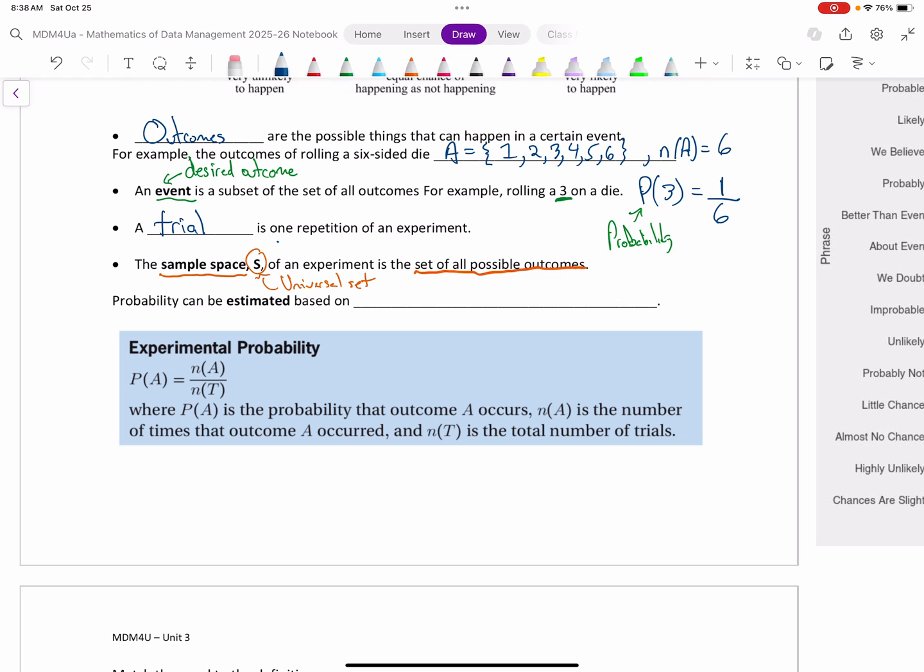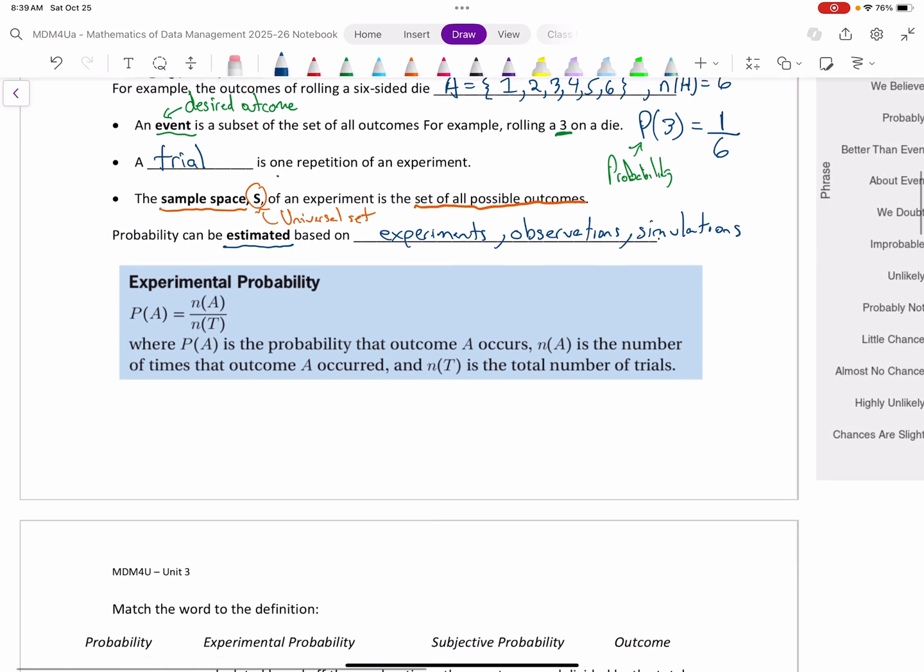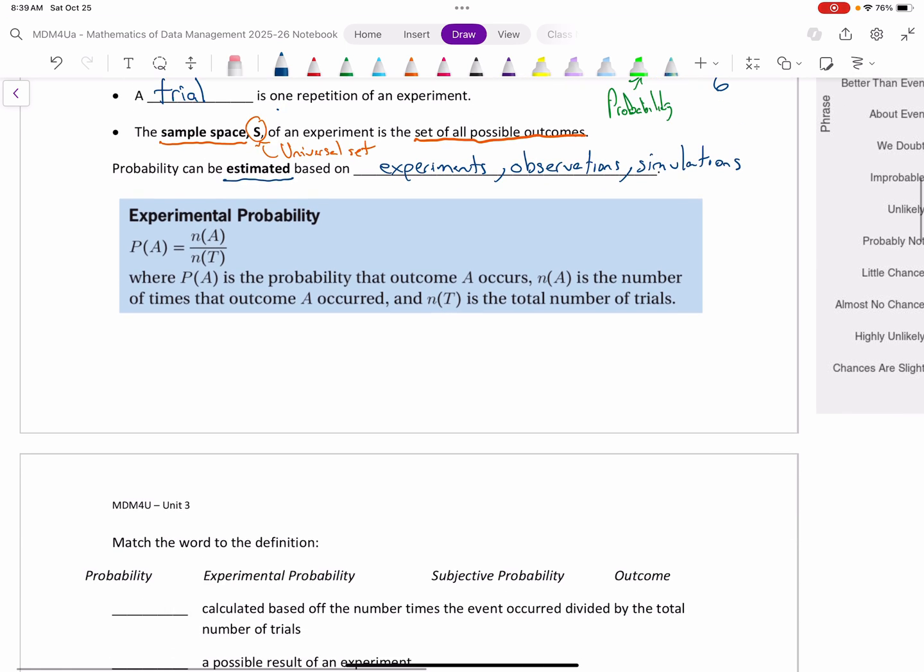So if we were to estimate probability based on experiments, so you can base it on experiments, observations even. Anytime you're collecting data, or those people in bio or ESS, you often can run simulations as well. So let's just talk a little bit about experimental probability.